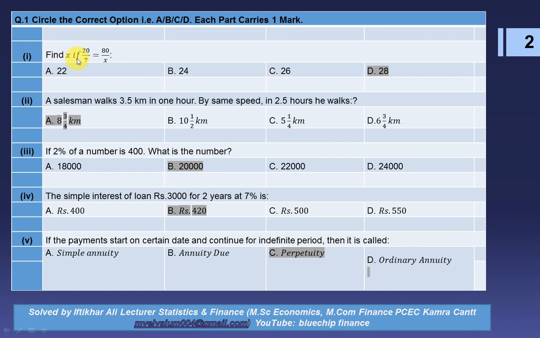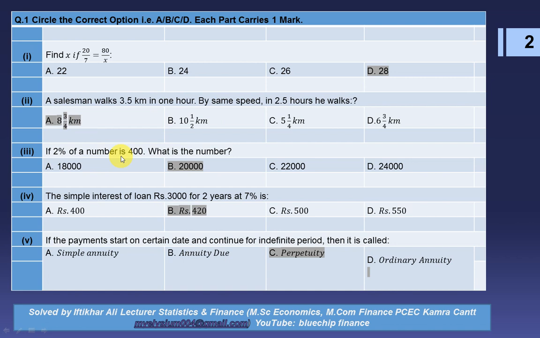Find x if 20 by 7 equals 80 by ax. Just simply cross multiply and solve the equation. Correct option is 28. A salesman walks 3.5 km in 1 hour. At the same speed in 2.5 hours, he walks: correct option is 8.75 km or 3 by 4 km. Option A is the correct option.